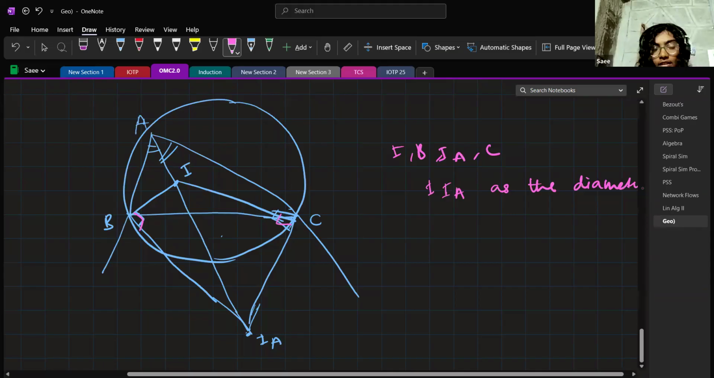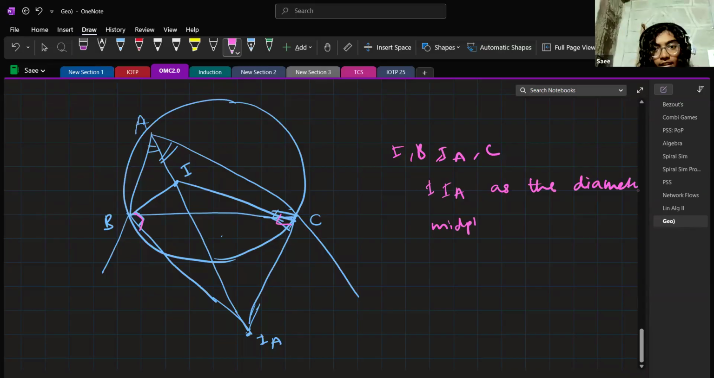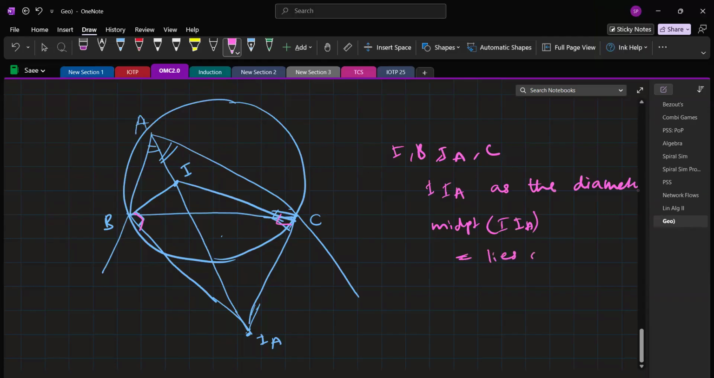Can we conclude anything about the center of that circle? It has to be the midpoint of I I_A. Now here's a cool fact. This actually lies on the ABC circumcircle. Yes. So does everybody know why it happens?